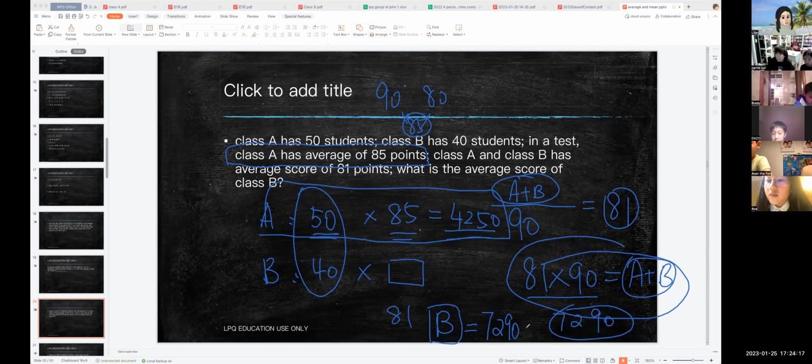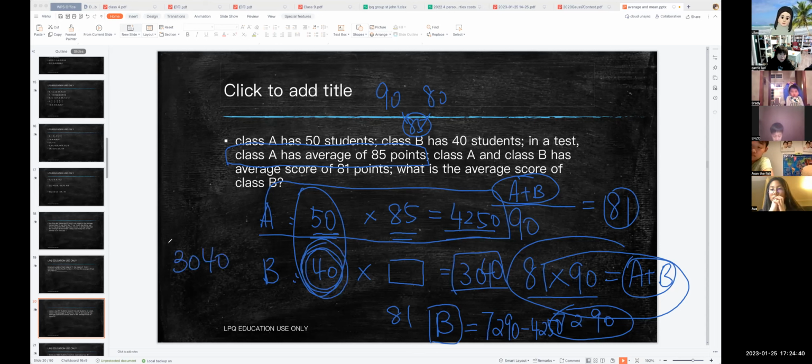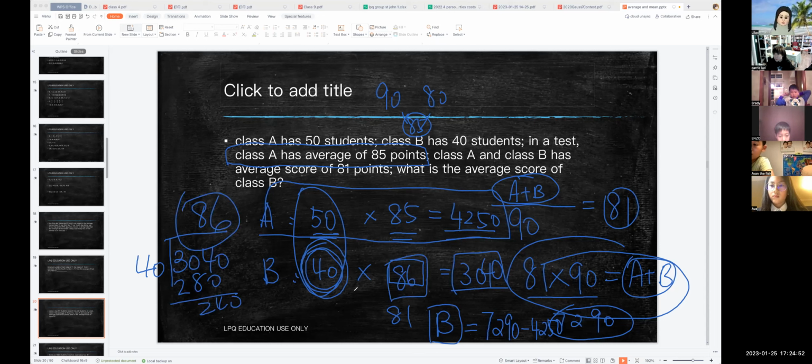7290 minus 4250. Very good. So the answer is 3040. So that means class B altogether 考了3040分。那这里面一共有几个小朋友？40个小朋友，那他们的 average 怎么算？3040除以40，get it? Okay, so the answer is 76. So that means class B gets 76.